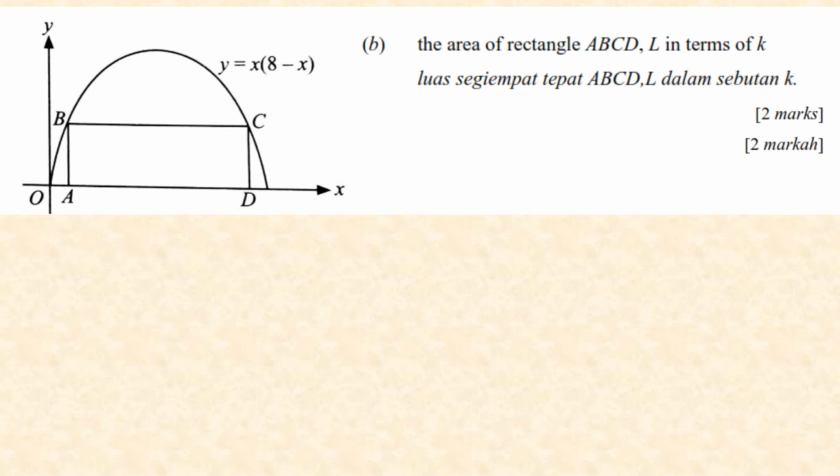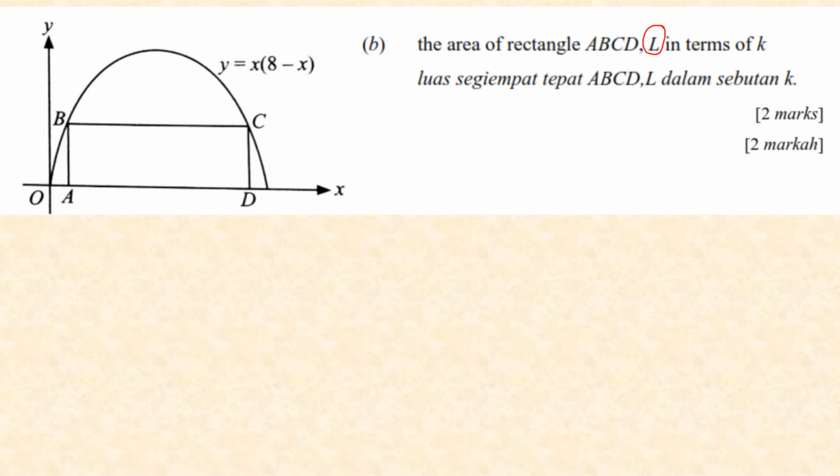Okay, part B says, find the area of rectangle ABCD, L in terms of K. Okay, L in terms of K. For this question, you have to be very careful. The area is not indicated by capital A, but it is indicated by L.